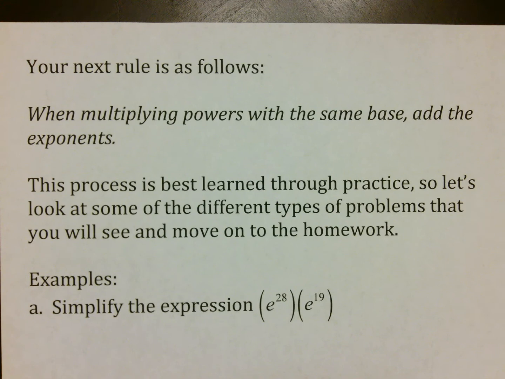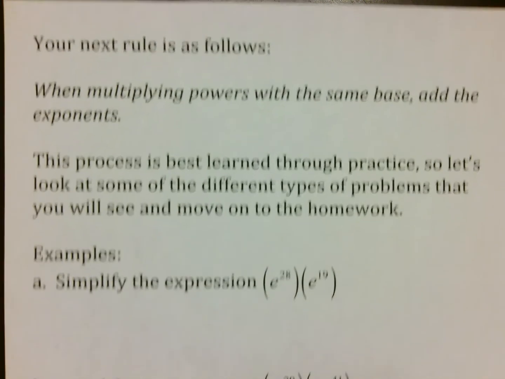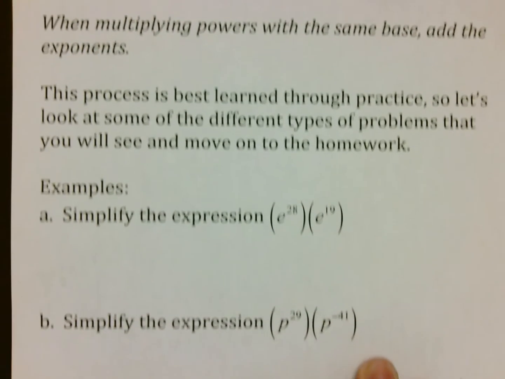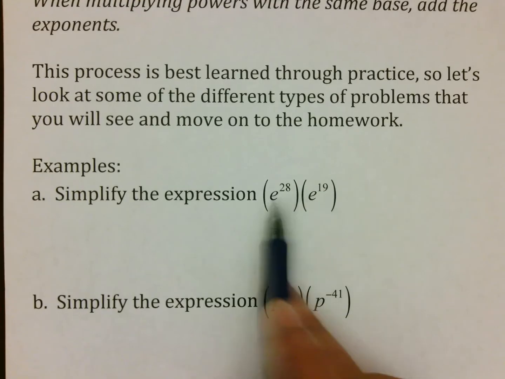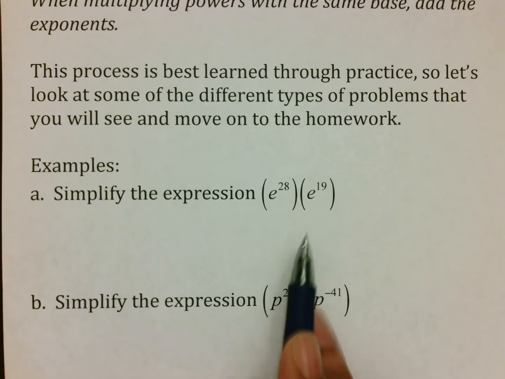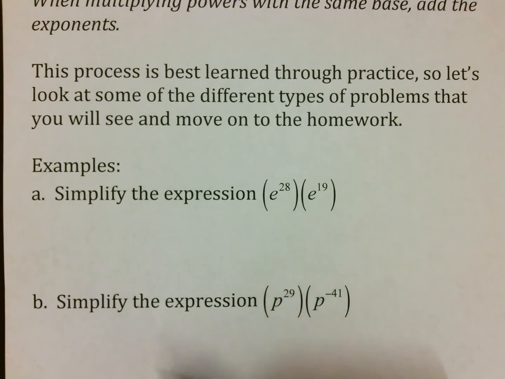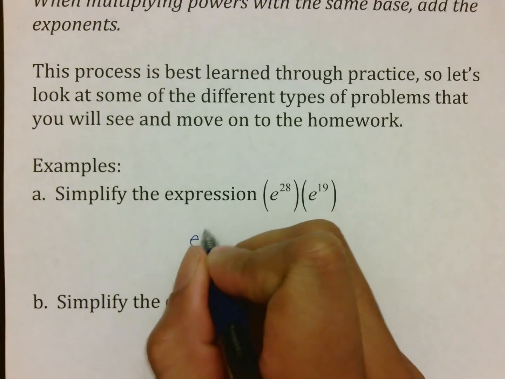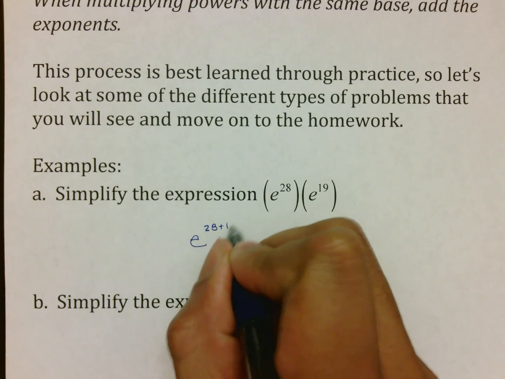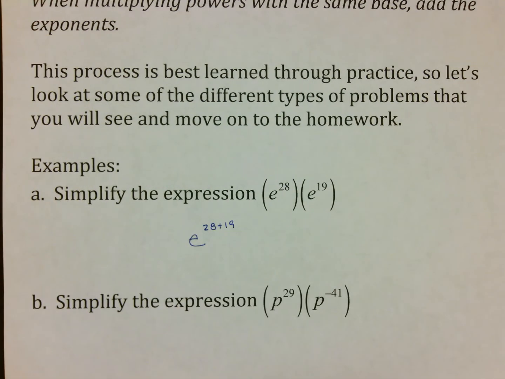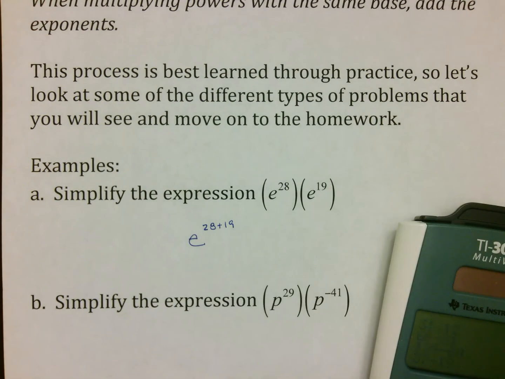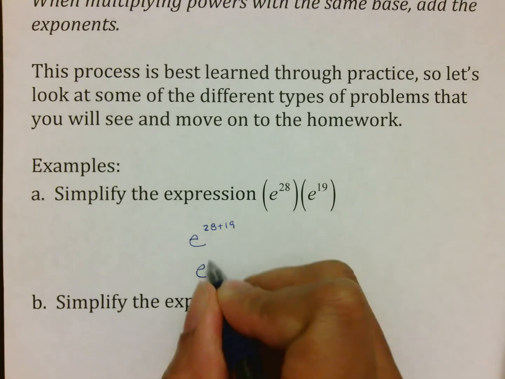That's it. Again, this process is best learned through practice. So let's look at the different types that you're going to see in your homework and then move on. If you're asked to do e to the 28 times e to the 19th, I don't think you want to put 28 e's and 19 e's, which is where you want to understand. You will simply do e to the 28 plus 19 up here. Then you'll add 28 and 19 to get the answer of 47.